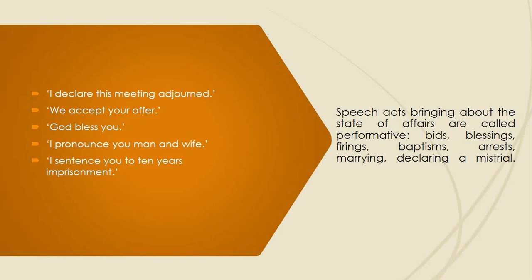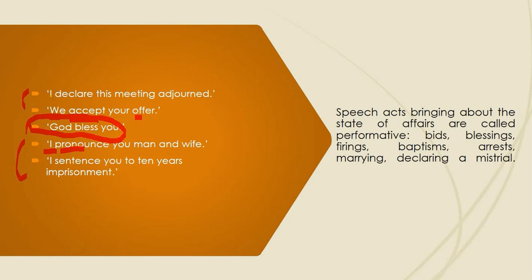So here you can see the examples of performative utterances. The first example indicates that I declare this meeting adjourned. You can see the subject is I and the verb is an assertive verb example. The other one is we accept your offer. I pronounce you man and wife. I sentence you to 10 years imprisonment. For now, skip this God bless you example. I will explain it after the other 4 examples. Like I declare, we accept, I sentence you, or I pronounce you man and wife.